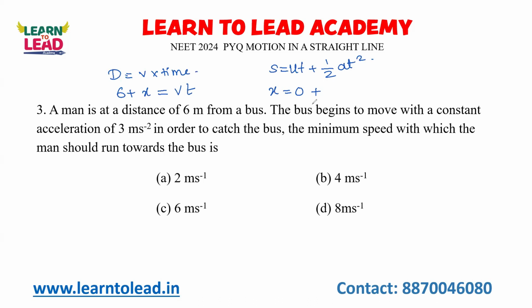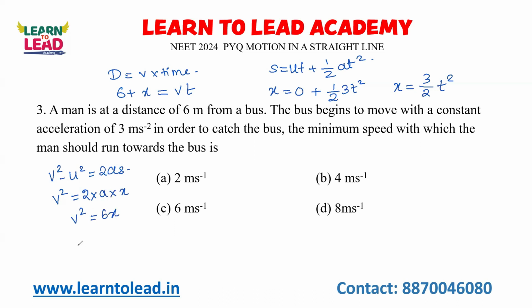Okay, plus half into at square, acceleration is 3, t square. So the distance is what? x is equal to 3 by 2 into t square. And v square minus u square is equal to 2as. So v square is equal to 2 into acceleration a into distance traveled x. So v square is equal to 6x. v square is equal to 6x.